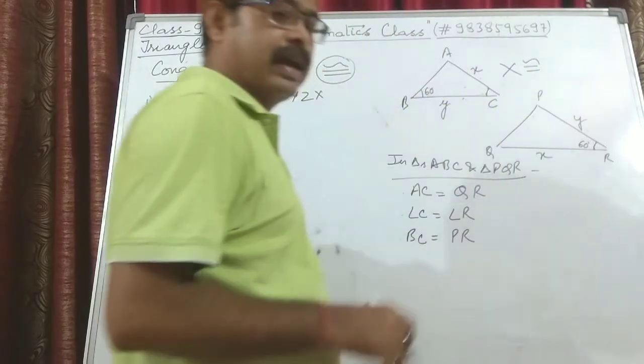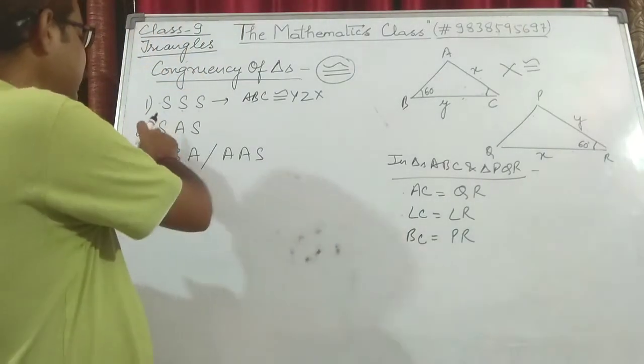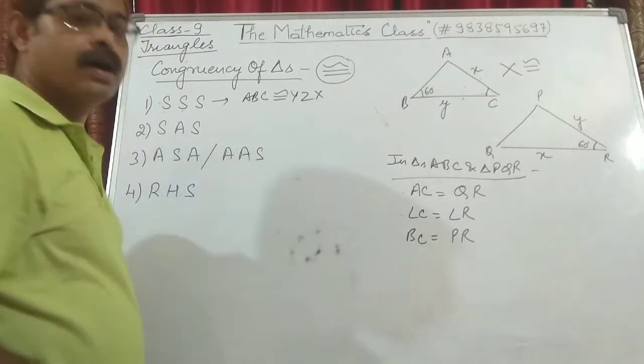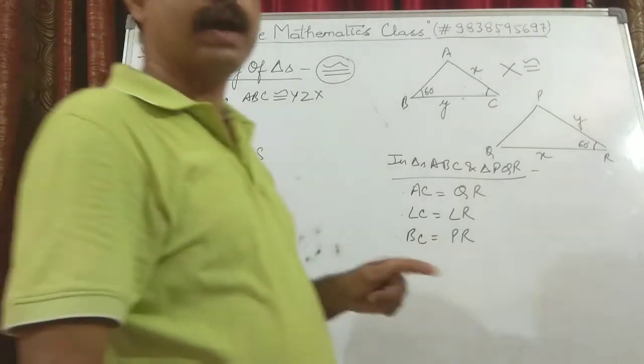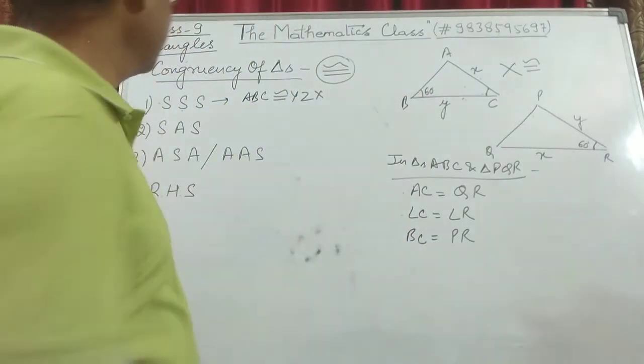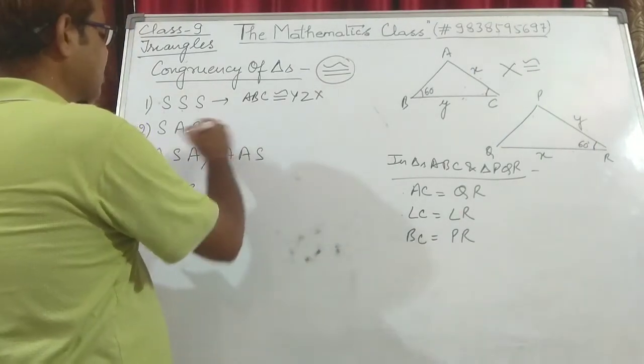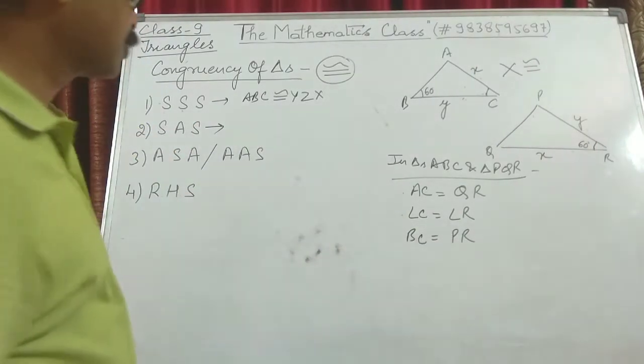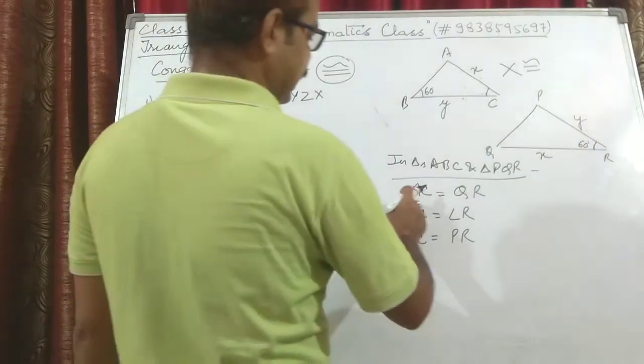So when are two triangles congruent by the SAS rule? When two sides are equal and the angle included between the two sides is also equal, then we say the triangles are congruent by the SAS rule. How will we write this?